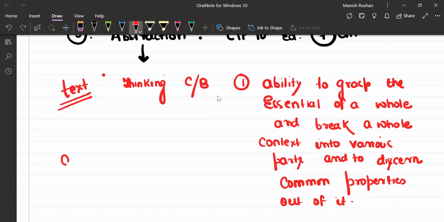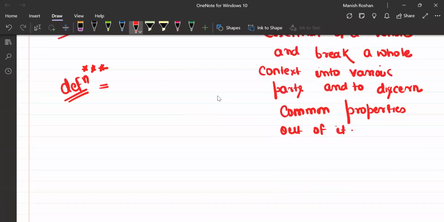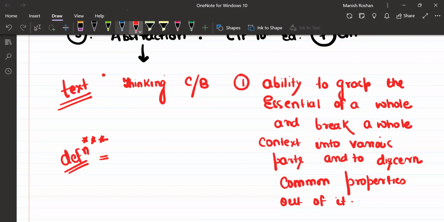In the definition, what they have mentioned, that is given in the table. So always remember the definition that has been given in the table. This is just for understanding that the individual should be able to break a whole context into small parts, to individually analyze the small parts, and to give the answer as per the common properties of these parts. So this is just for understanding, that is the concept building.